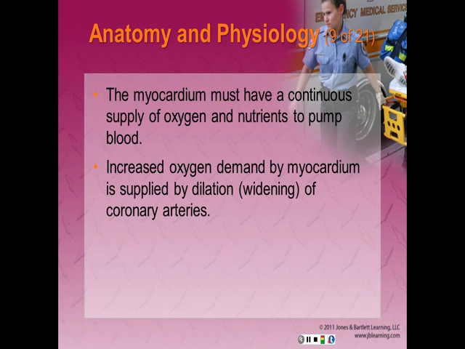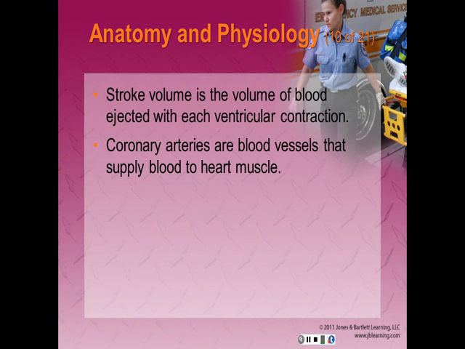The myocardium must have a continuous supply of oxygen and nutrients to pump blood. Increased oxygen demand during periods of physical exertion is supplied by the dilation or widening of coronary arteries. Stroke volume describes the volume of blood ejected with each ventricular contraction. Any increase in stroke volume also results in increased cardiac output.